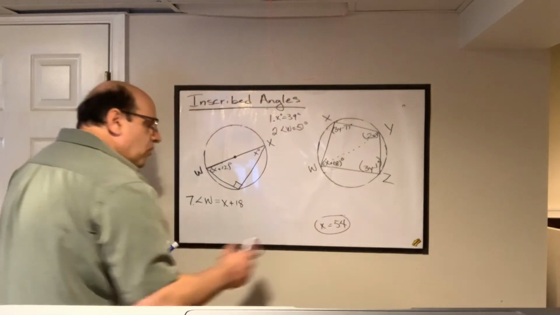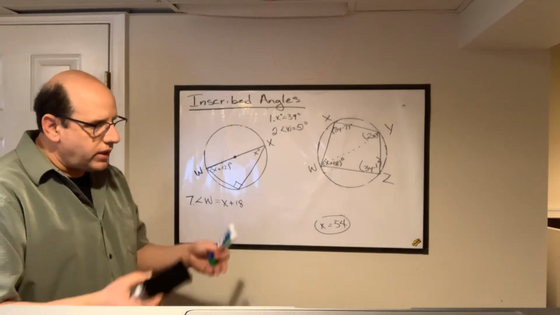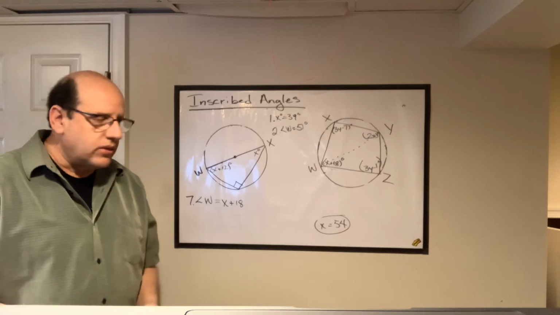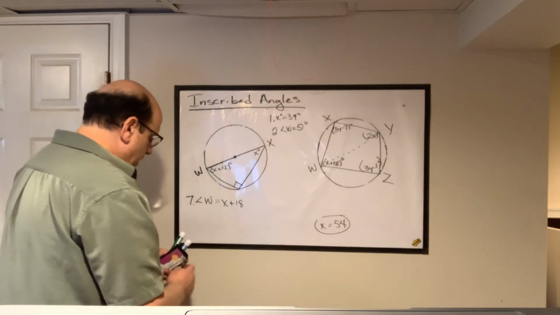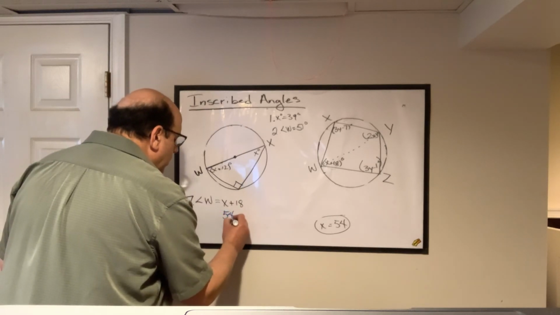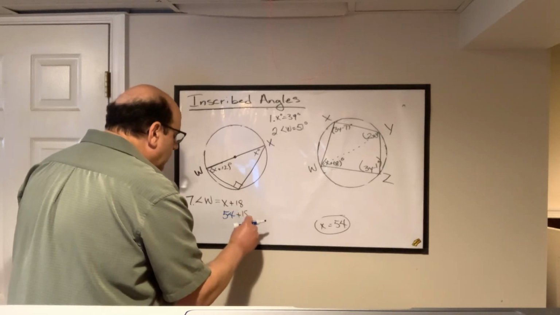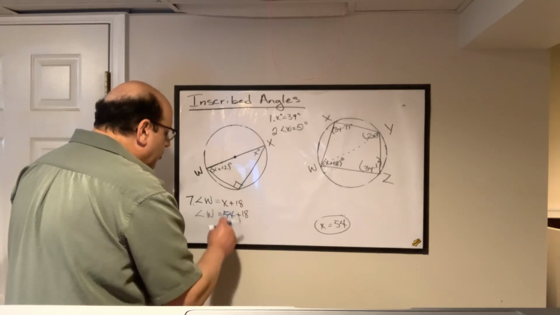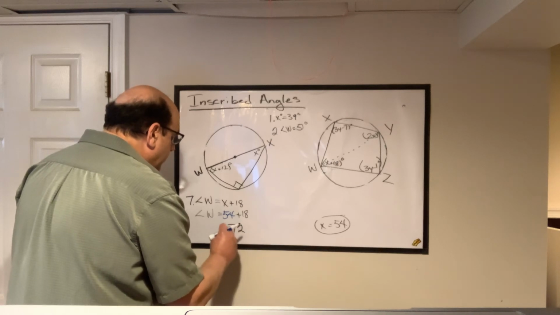All right, well, we solve for x by using half of our quadrilateral, which is 180 degrees. Our whole quadrilateral is 360 degrees. So now I've found my 54. So I'm going to input my 54 for x. 54 plus 18 equals the measure of W. And of course, those two things together equal 72.